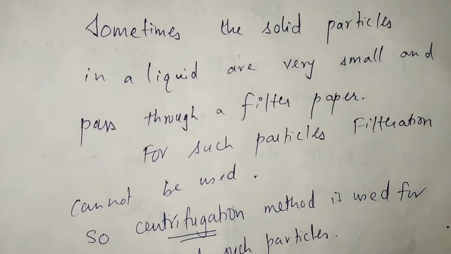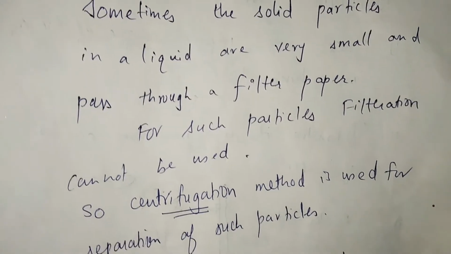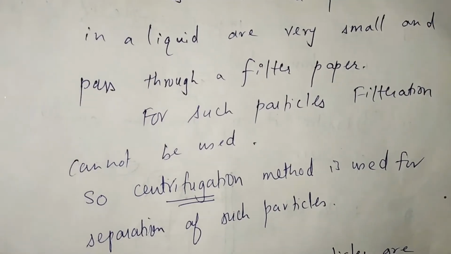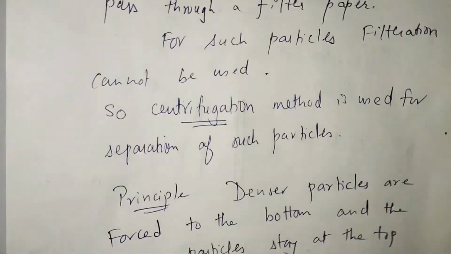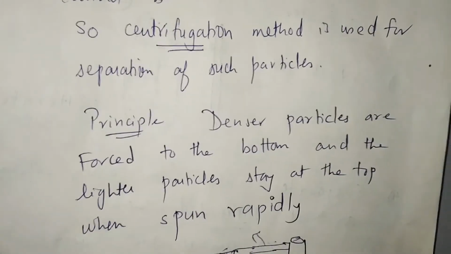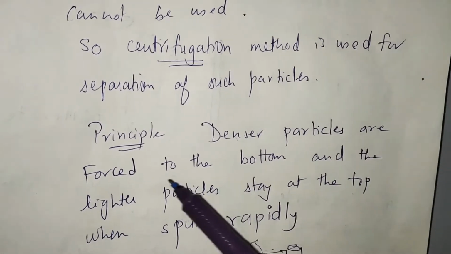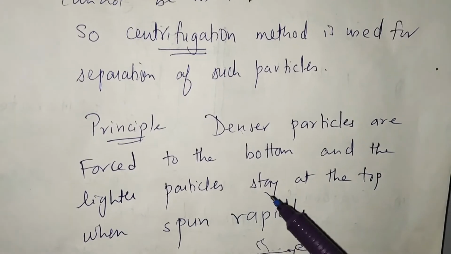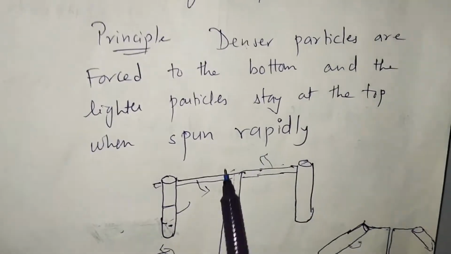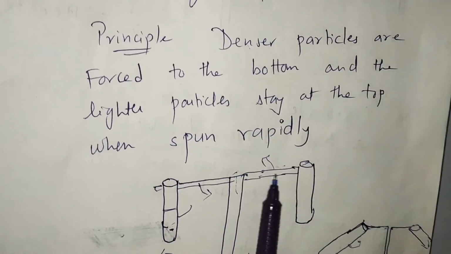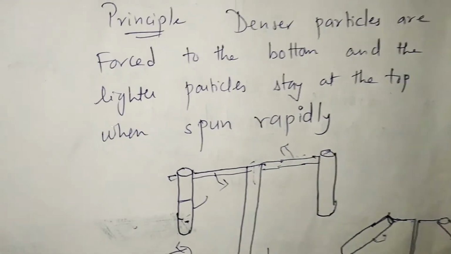For such particles, we can use the centrifugation process, and centrifugation will separate them based on their density. Let's see how. The principle of centrifugation is that denser, heavier particles are forced to the bottom and lighter particles stay at the top when spun rapidly. For example, here I will show you two test tubes in a centrifuge. What happens when they are rotating?